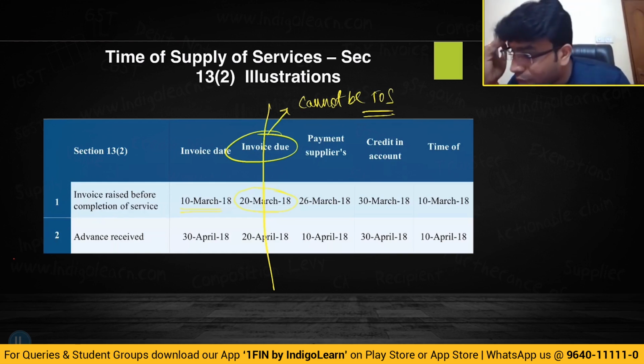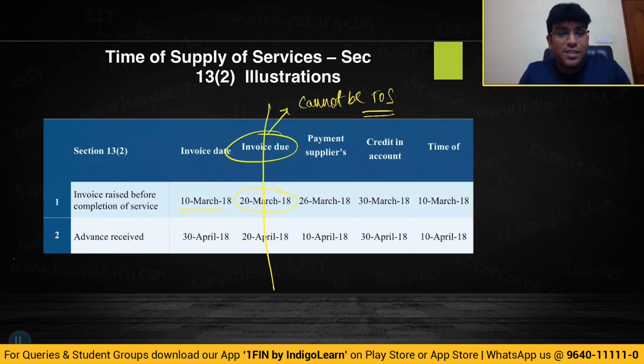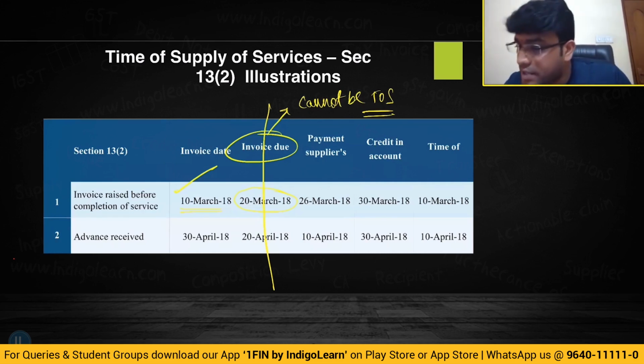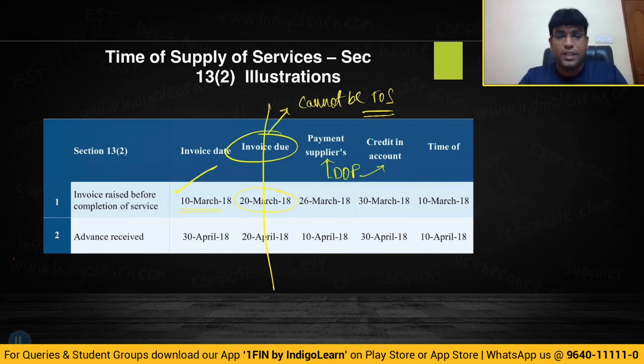Come on. Invoice due 20th March. Invoice date 10th March. Was invoice issued within time? If invoice issued within time, what is the answer then? DOI, DOP, whichever is earlier. Now what is DOP in this case, sir? Payment in supplier's account 26th March, bank account 30th March. 26th March, 30th March, whichever is earlier. What is the answer? 26th March. Now 10th March, 26th March, whichever is earlier becomes time of supply. That's where the answer is 10th of March.